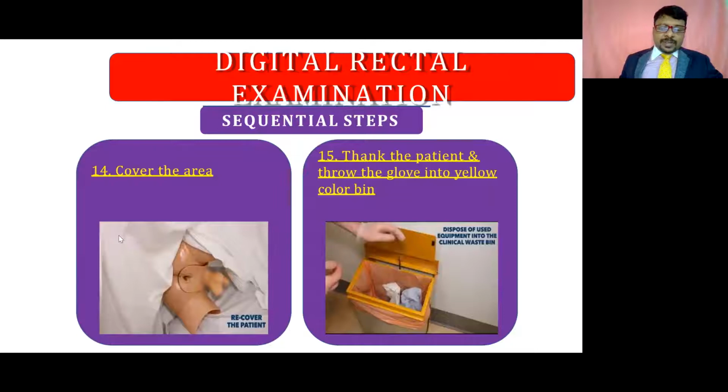After that, cover the area. They are going to cover the patient, so ask them to clean and cover the exposed area. Next, thank the patient and throw the gloves into the yellow bin. We have to dispose of the used equipment and waste material into the clinical waste bin. The yellow color indicates clinical waste material, so we throw it into the yellow dustbin.